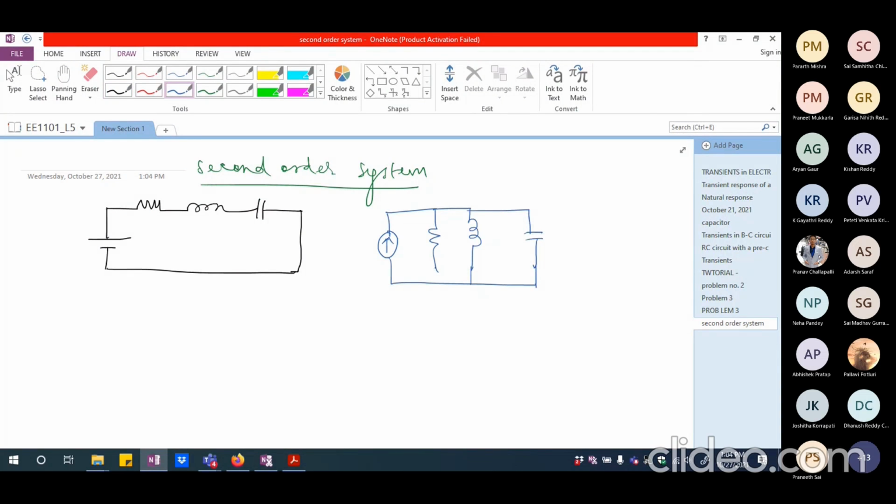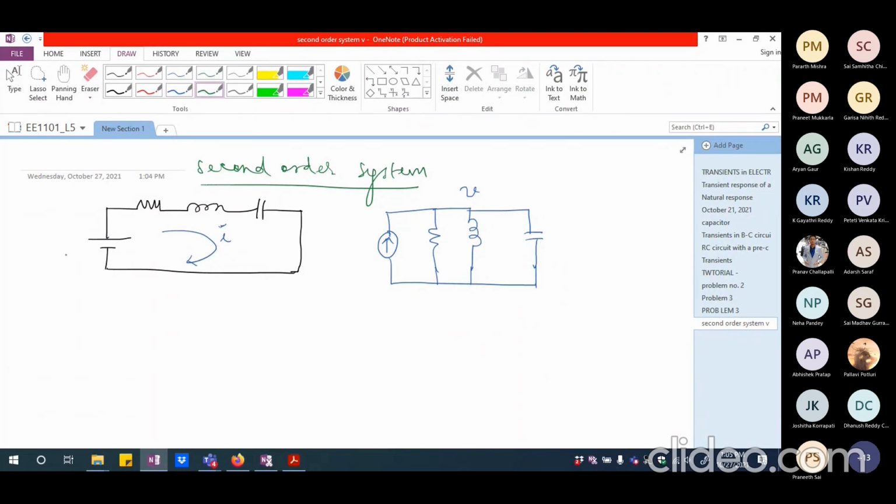Either of them can be called a second order system. In this particular case, I may write this voltage as V, and I can call this current I. And what's the difference? Why is it called a second order system? We are going to write the equation, then you would know why it is called a second order system.